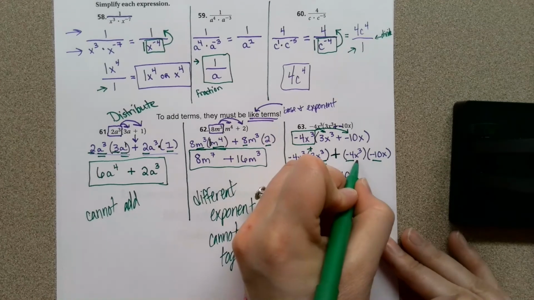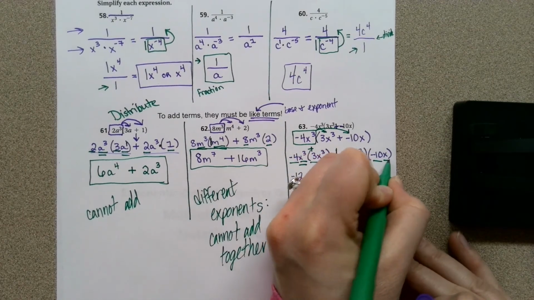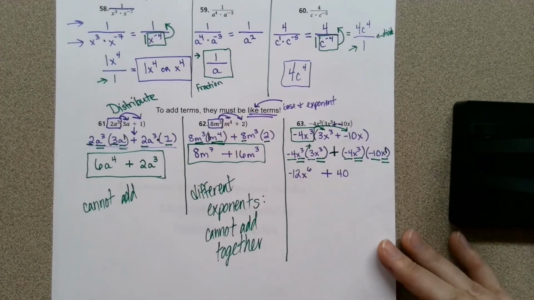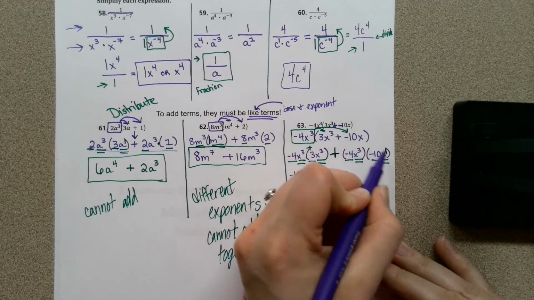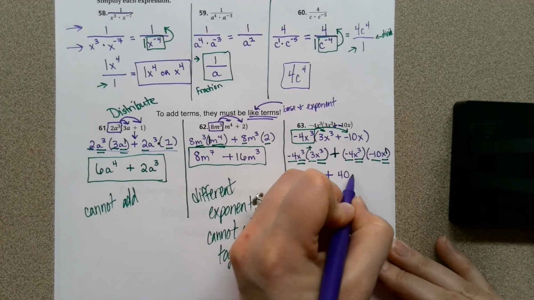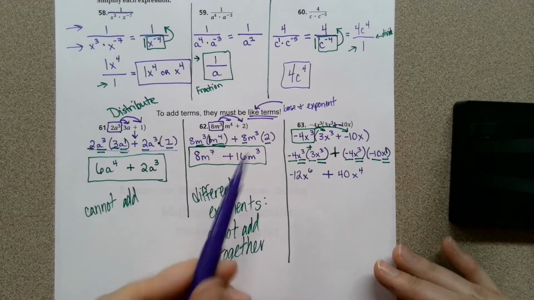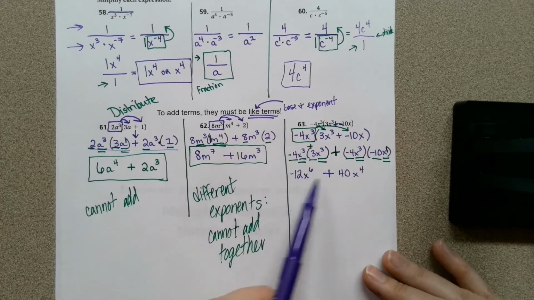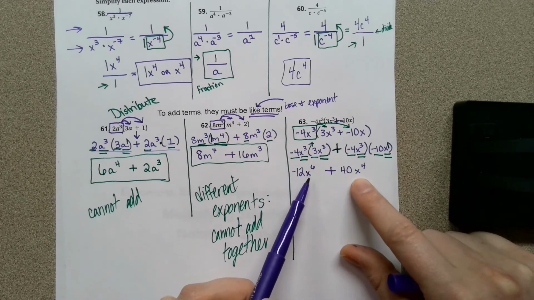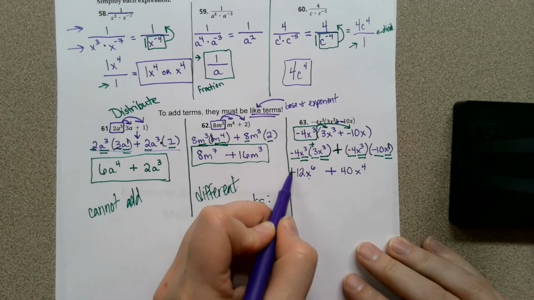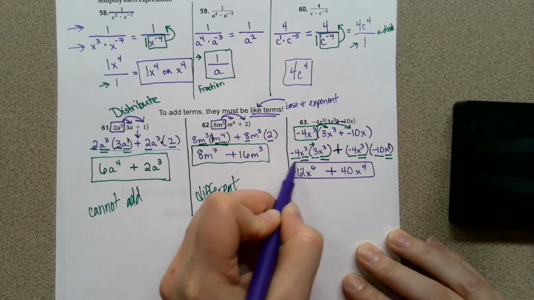And then looking at our like bases, we have x to the third, and x, since there's no exponent, it means there's a 1 there. So when we multiply them and add those exponents, we get x to the 4th power. Again, they are not like terms because they have different exponents with those like bases. So then this would be our final answer.